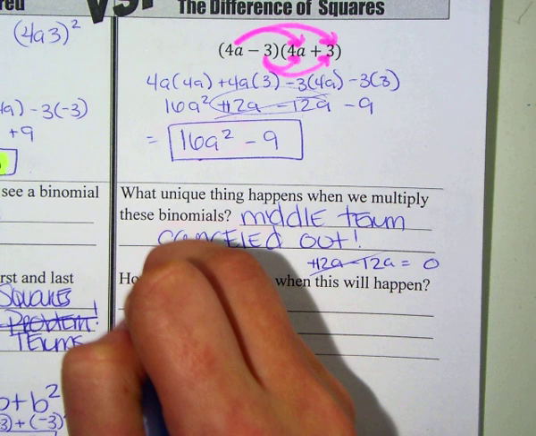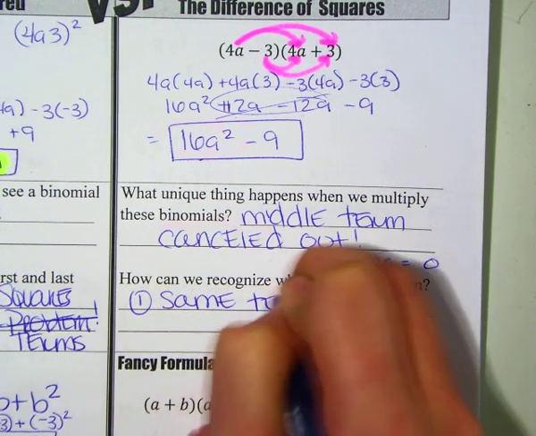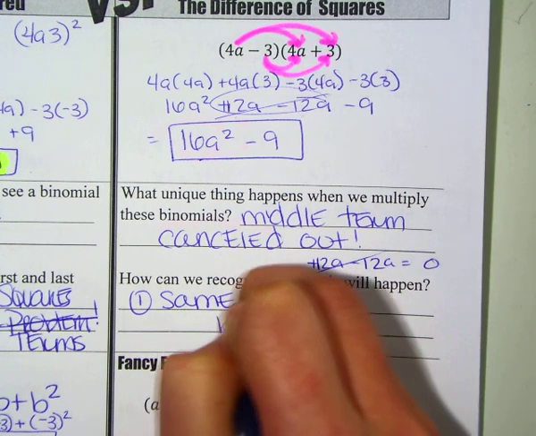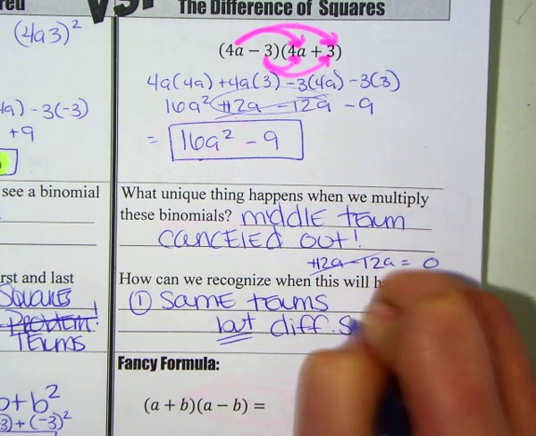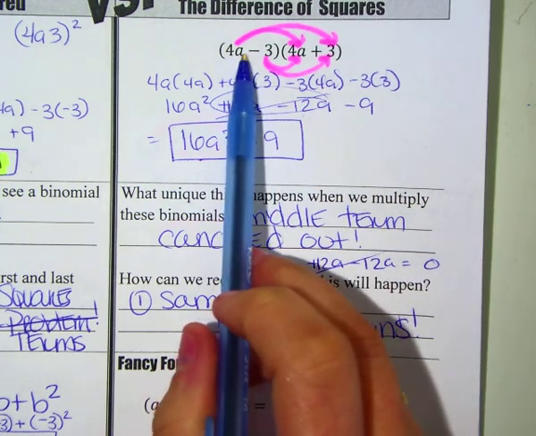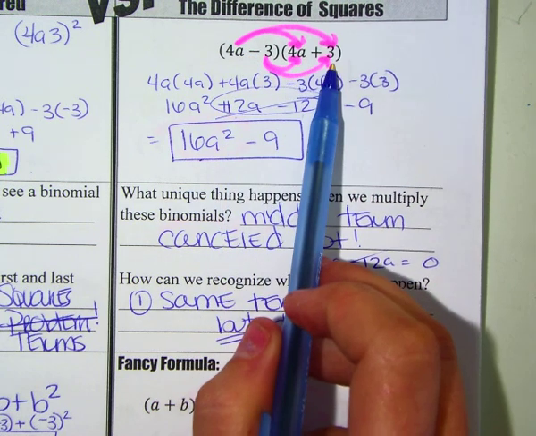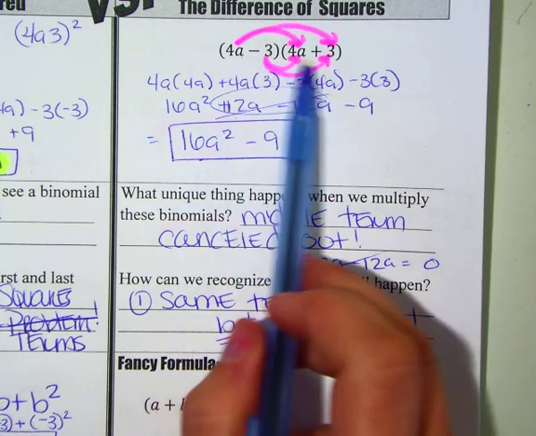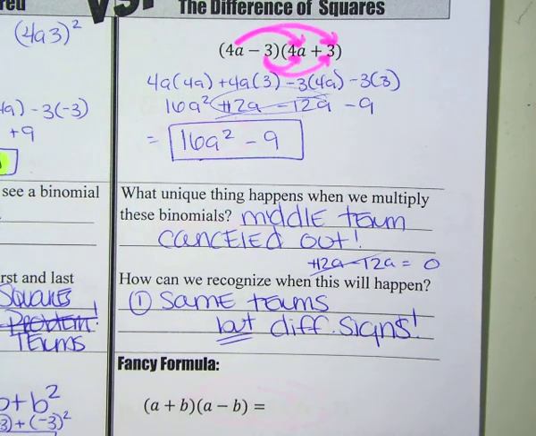So they have two things. Number one, they have the same terms, but different signs. That's why it's called the difference of squares. Because if they were squares, it'd be 4a minus 3, 4a minus 3. But it's 4a minus 3, 4a plus 3. There's the difference. So what's the fancy formula?